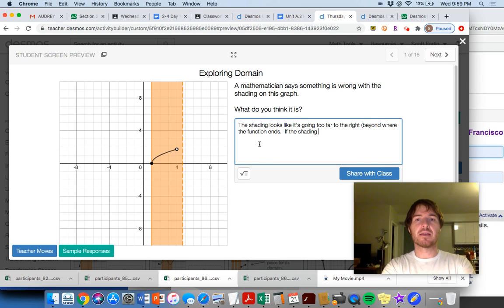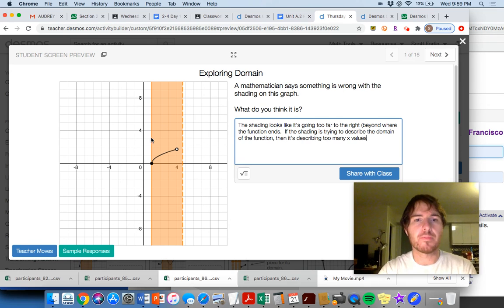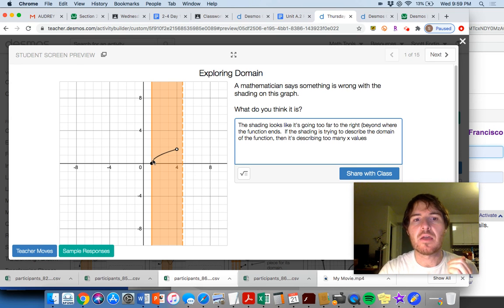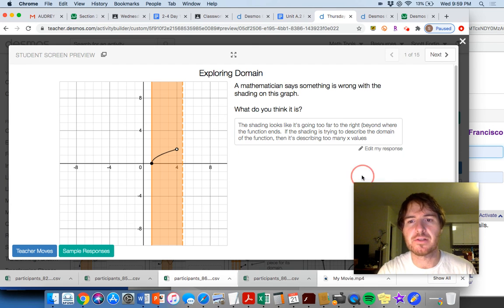If the shading is trying to describe the domain of the function, then it's describing too many x values, right? Because we go up to about 4.6 or so, 4.7, and we start at 1. That's fine, but we're going a little bit too high. Okay, so I'm gonna share that with the class.